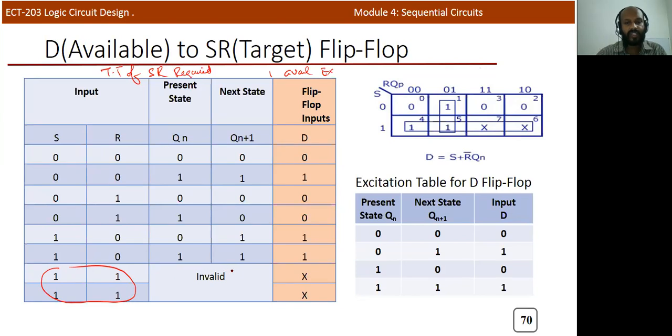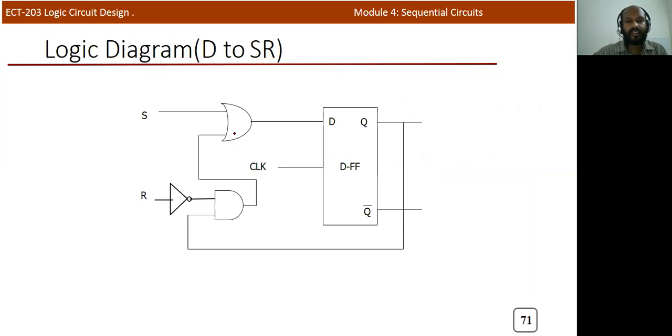Actually there is no state change we can predict, so we'll consider these two values as don't care conditions. So substituting all these values, you will get two groups. This is one group, and just simply S, and the other group we can indicate as R bar Qn. So if you combine the min terms, you'll get like this.